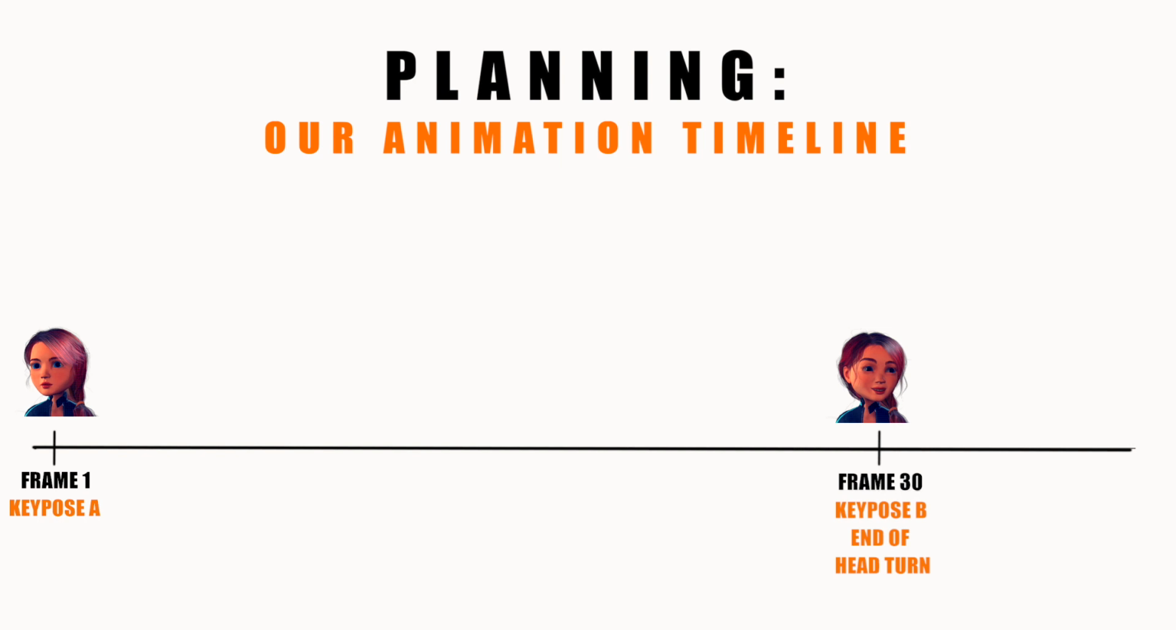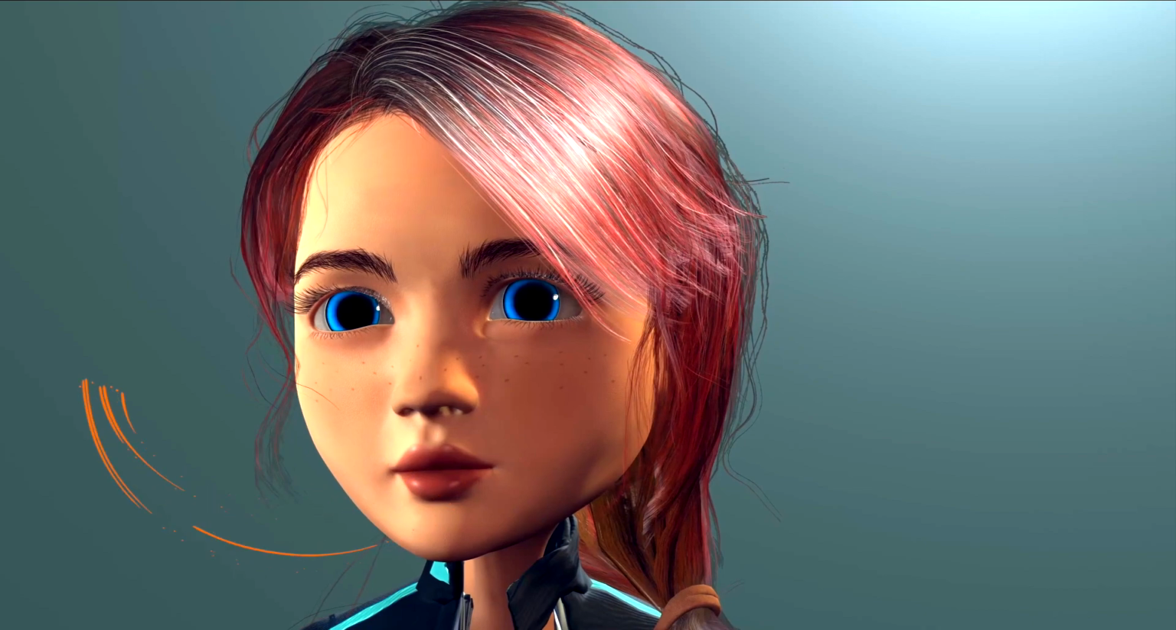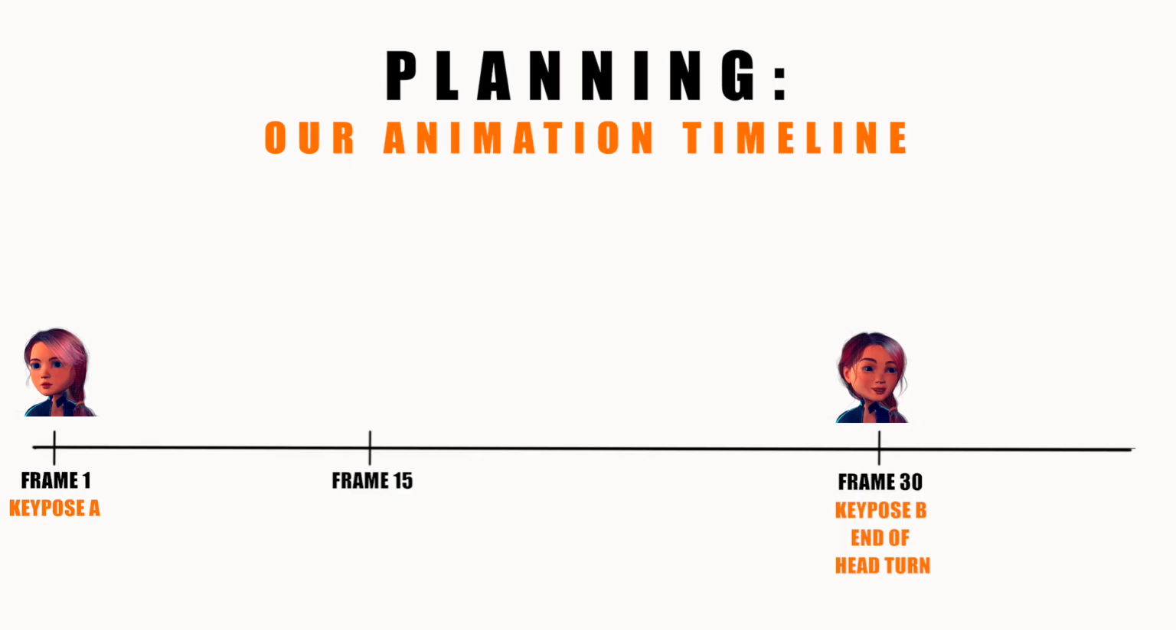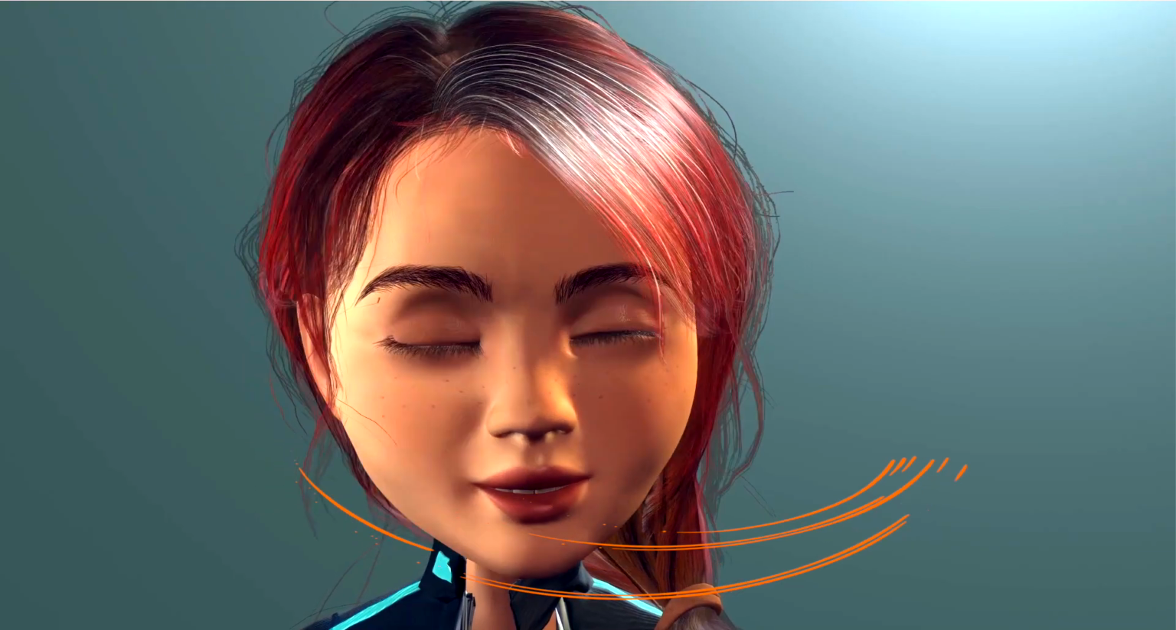So the natural assumption is that around keyframe 15 will be the middle of our head turn, which is not exactly true. And this is where some of those 12 principles of animation actually come into play. We're going to need a couple of frames in the beginning to hold key pose A, and then we'll also need about 3 or 4 keyframes to do what is called an anticipation. So in fact, our head turn will actually start at around keyframe 15, which will be the end of our anticipation. So keyframe 15 to keyframe 30 is actually where the head is going to be turning.